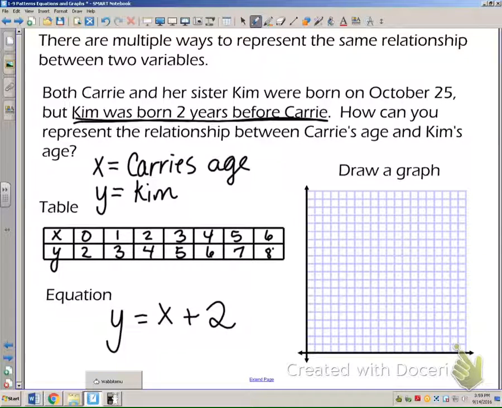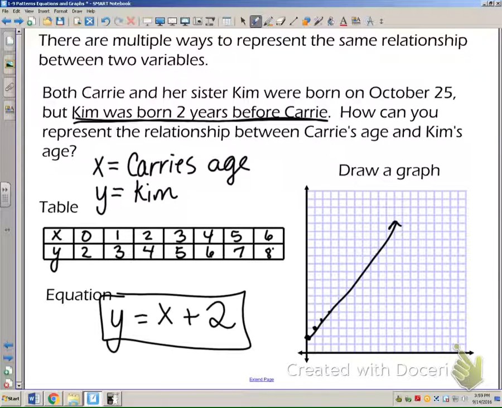And if I want to graph this, you can use the graphing calculator to type this equation into the y equals, or you can just simply plot your points. When x is 0, y is 2. When x is 1, y is 3. And it's going to keep on going forever in this direction.